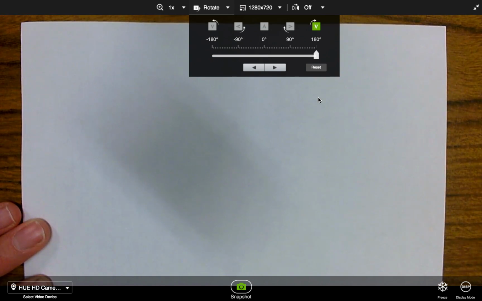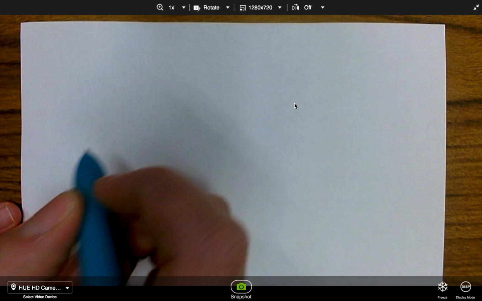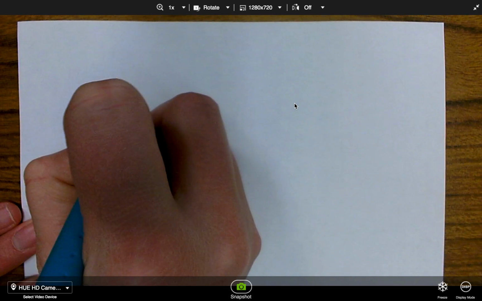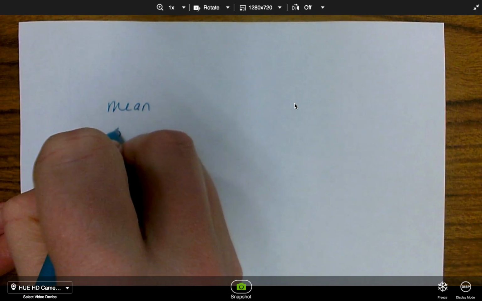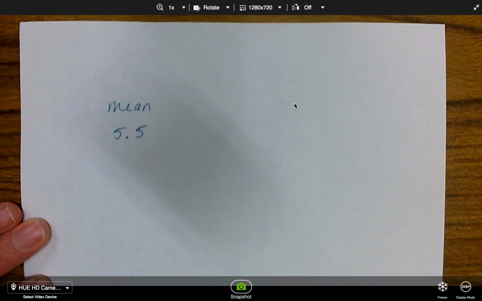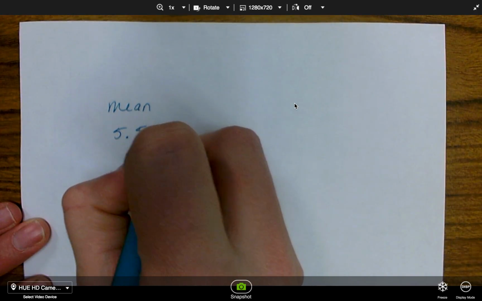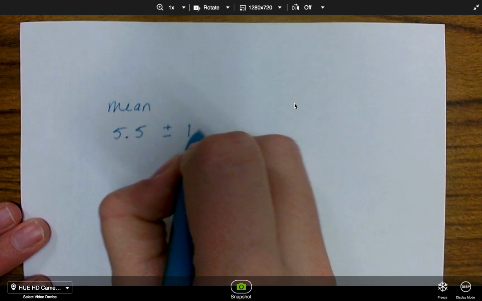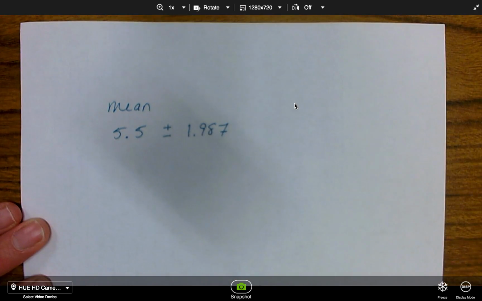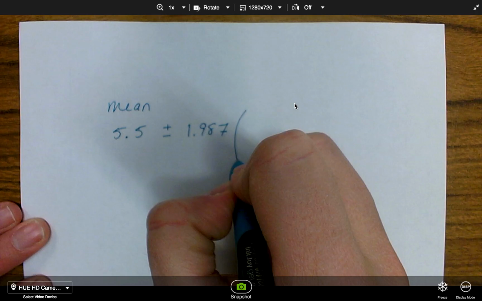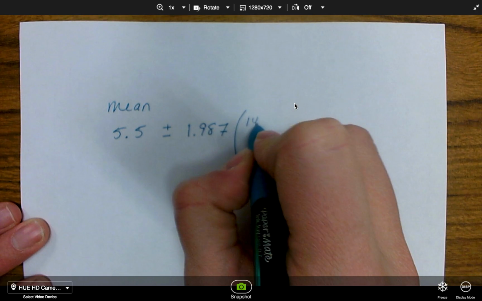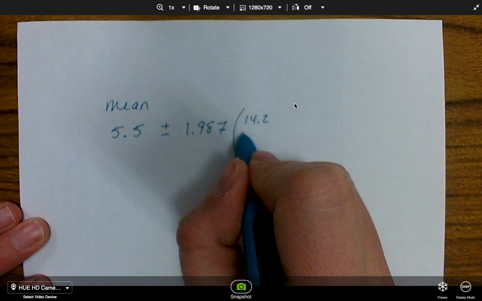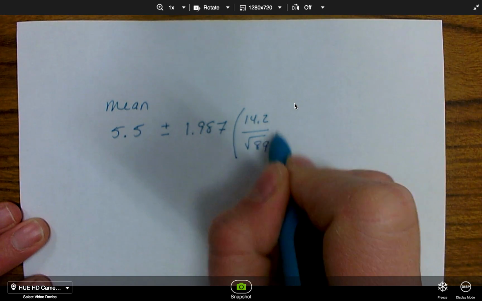Go right ahead, yep. So what we're going to do here is you always take your mean. So we have our mean value, which was, what, 5.5, I believe. And then the way you construct your confidence interval is we're going to do plus or minus the t-score. And in this case, the t-score was 1.987. And we're going to multiply that by the standard deviation divided by the square root of the sample size. Our standard deviation was, what, 14.2, and our square root would be the square root of 89 because my sample size was 89.